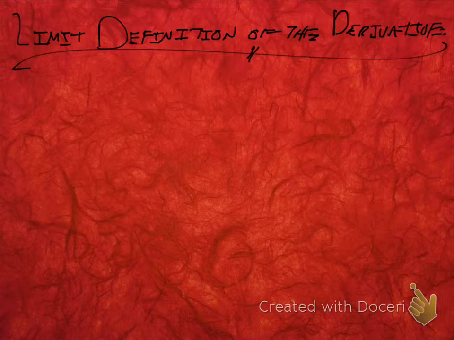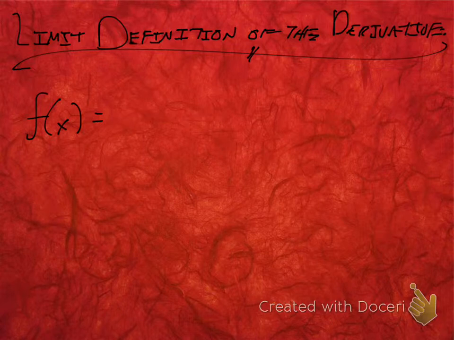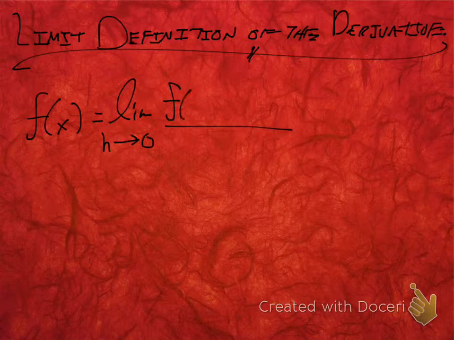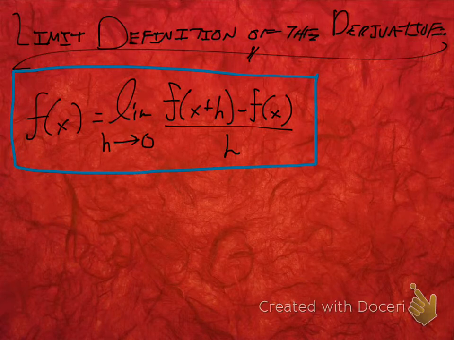So let's do this. If we remember, the limit definition of the derivative just says that f prime of x is equal to the limit as h approaches 0 of f of x plus h minus f of x, all over h. So this right here is the limit definition of the derivative, and we're going to be using this formula to do our work here.